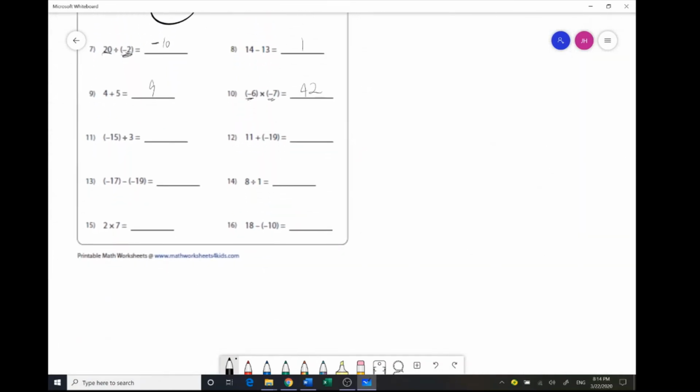Number 11, I have negative 15 divided by 3. So one negative number is divided by one positive number. One positive, one negative. When they divide, you always have negatives. So 15 divided by 3 is 5. So altogether it's a negative 5.